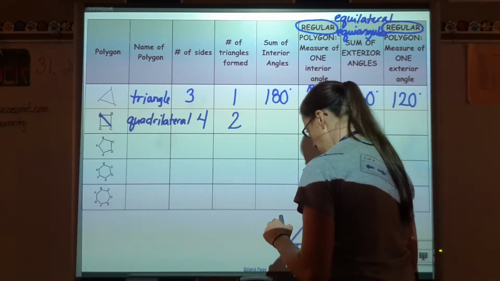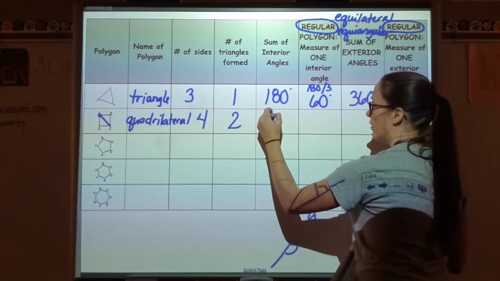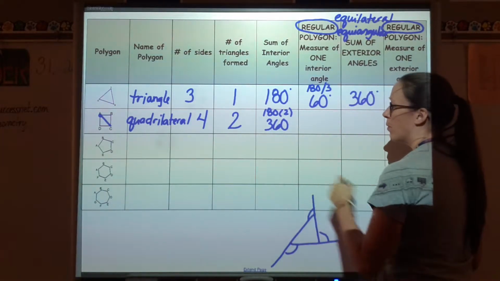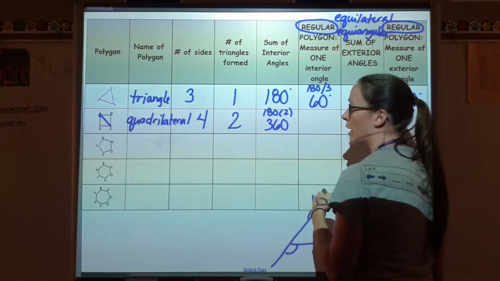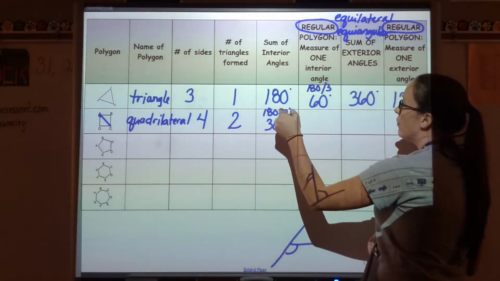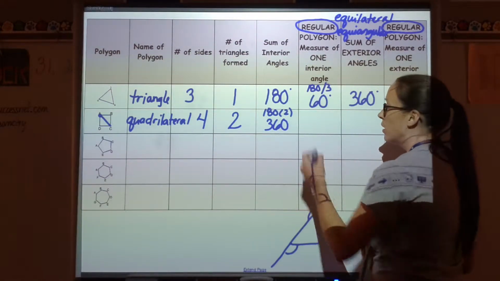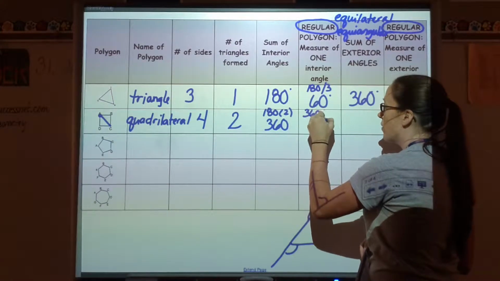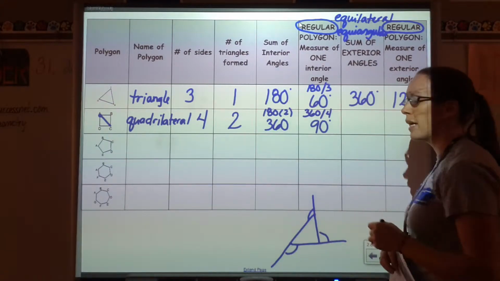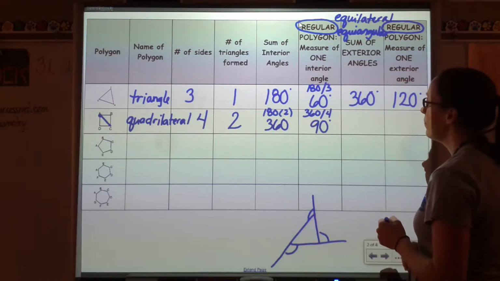If every triangle has a sum of 180, 2 times 180 gives me 360. My interior sum for a quadrilateral, anything that has 4 sides, is 360. If that quadrilateral is regular, meaning all the angles are equal, can we say 360 divided by 4, which gives us 90 degrees, every angle of that regular quadrilateral would be 90 degrees.